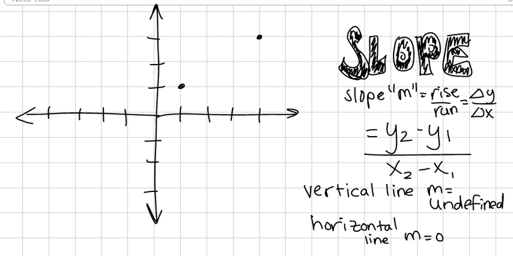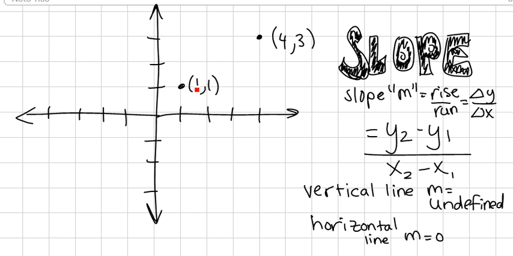So let's look at these 2 points here. This point right here is (1, 1), and this point here is (4, 3). And let's say I wanted to figure out the slope. I could just look at the graph and count. It's rise over run, so I have to either go up or down first. It doesn't matter which point I start with.